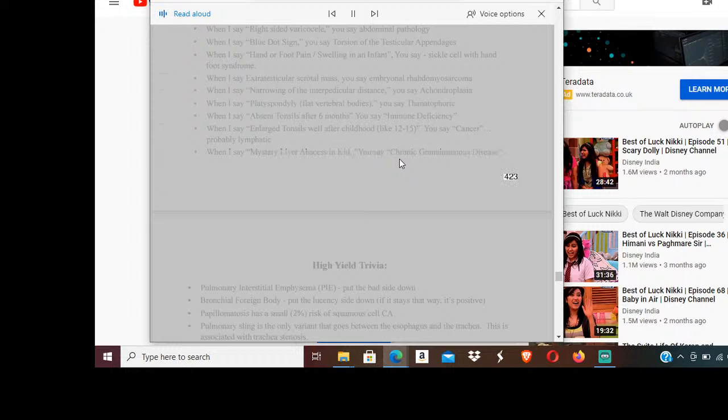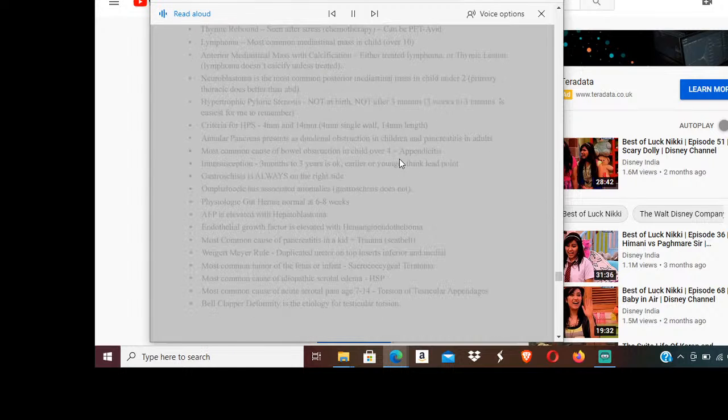High-yield trivia. Pulmonary interstitial emphysema, PIE: put the bad side down. Bronchial foreign body: put the lucent side down. If it stays that way, it's positive. Papillomatosis has a small, 2%, risk of squamous cell carcinoma. Pulmonary sling is the only variant that goes between the esophagus and the trachea. This is associated with tracheal stenosis.